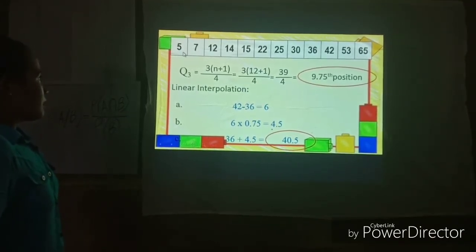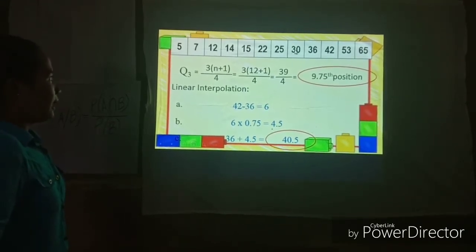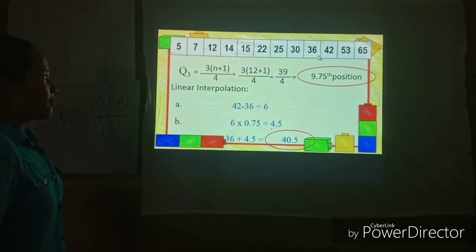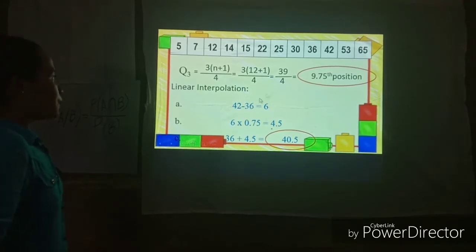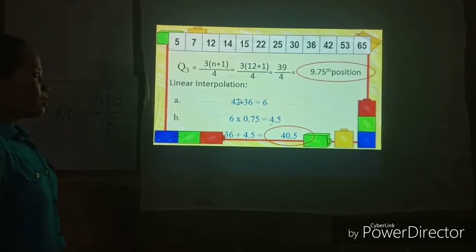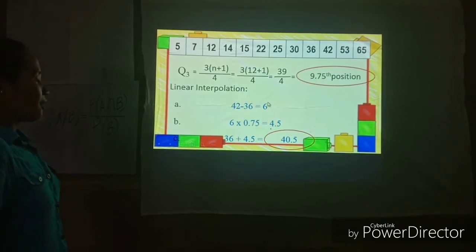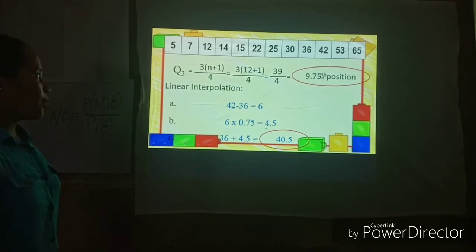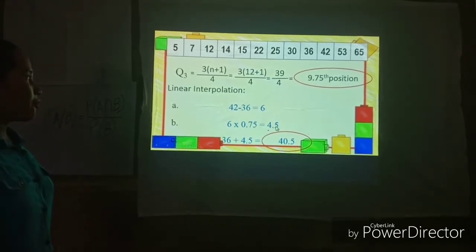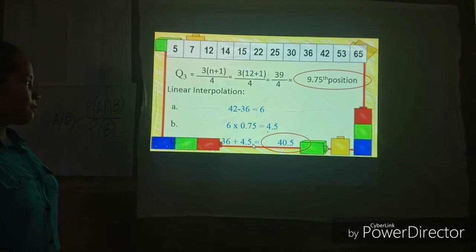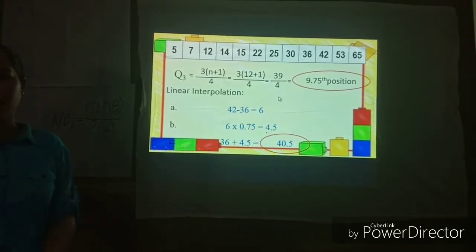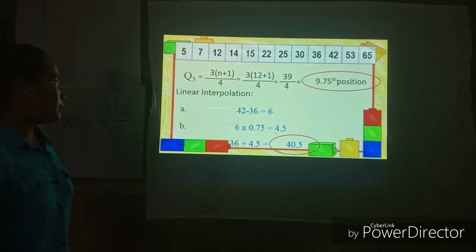9.75 position. Let's count 1, 2, 3, 4, 5, 6, 7, 8, 9. So 9.75 is between 36 and 42. So the second data is 42 minus 36. We have 6. Then multiply by the decimal 0.75. We have 4.5. 36 plus 4.5, we have 40.5. Did you get it, class? Okay, next.